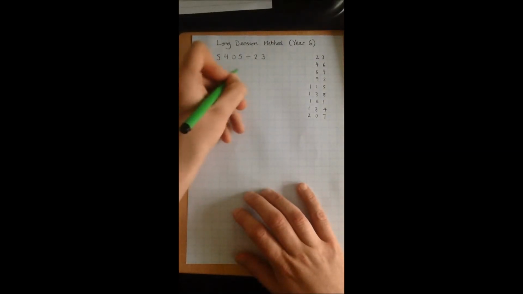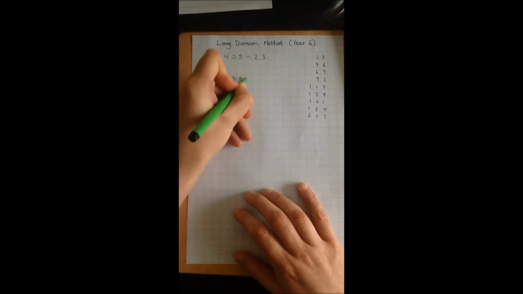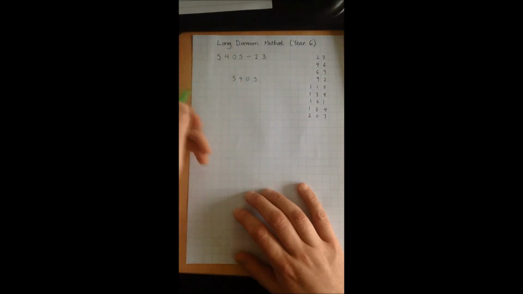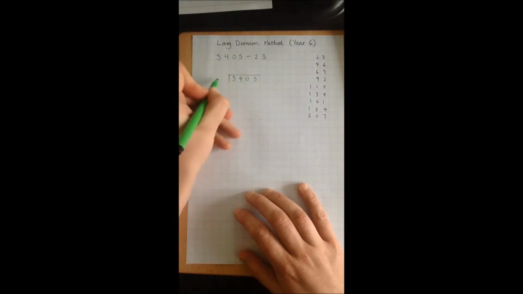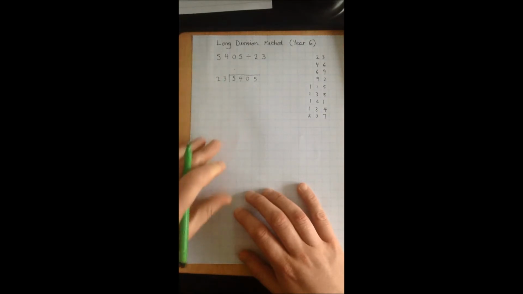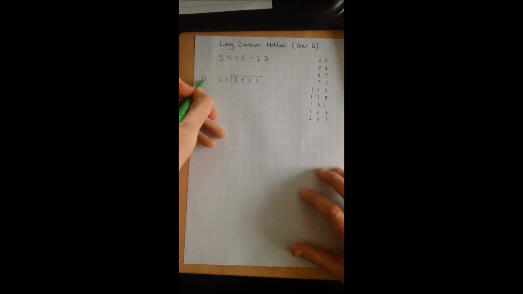Okay, so we'll lay it out like the bus stop method. So we'll go 5,405 divided by 23. So there are 4 steps for part of this calculation, and that requires the children to divide, multiply, subtract and bring down, and we'd encourage the children to write those as a reference.